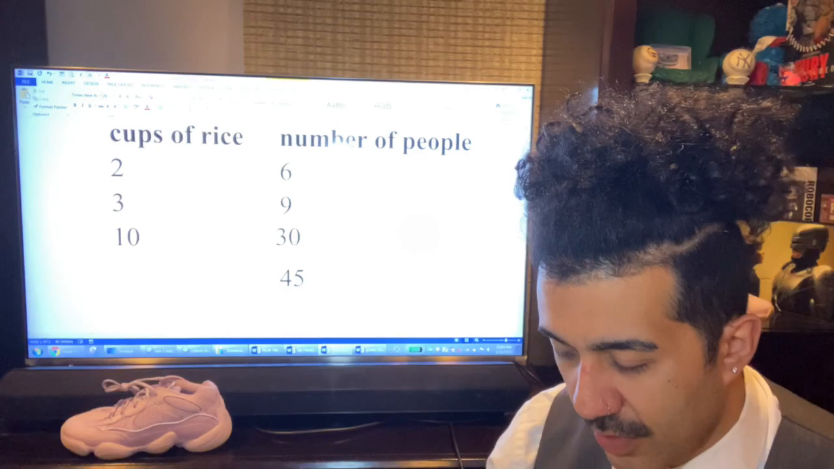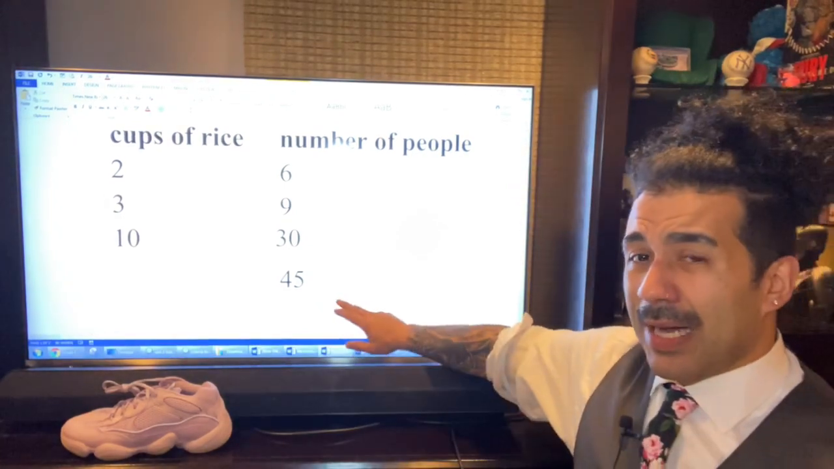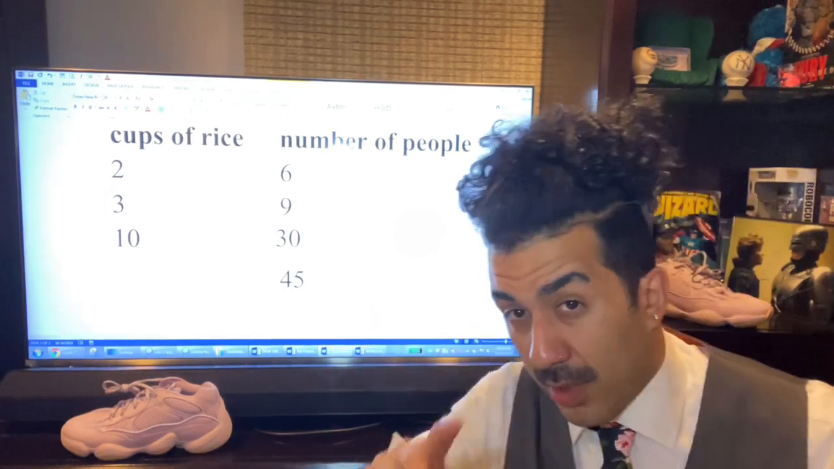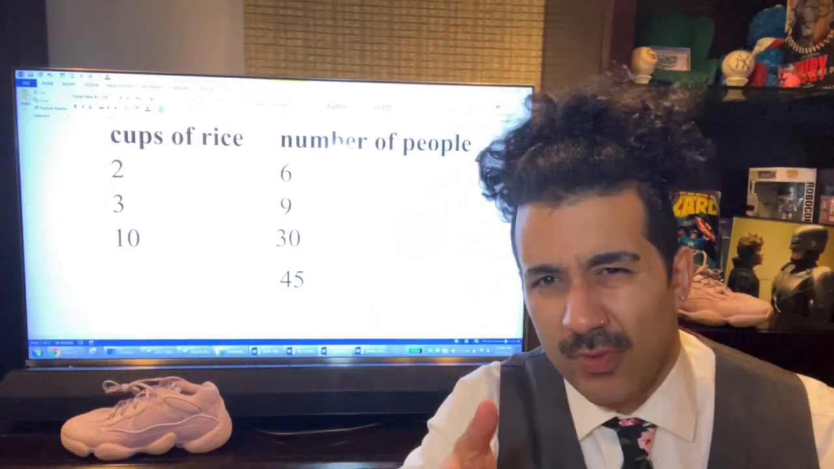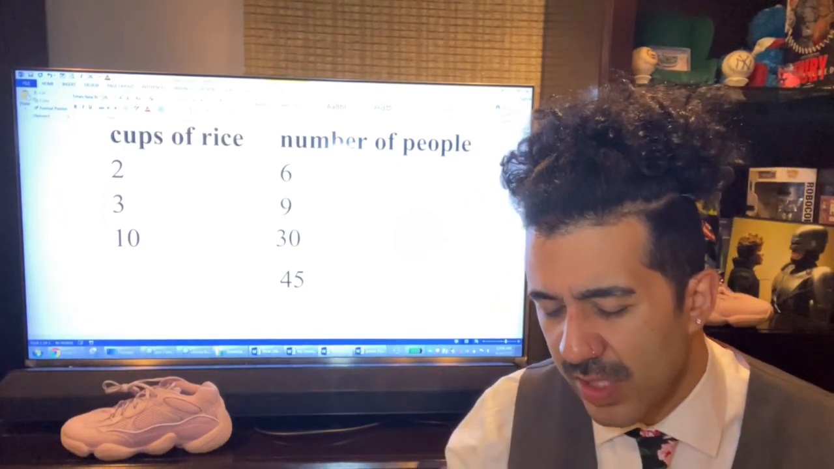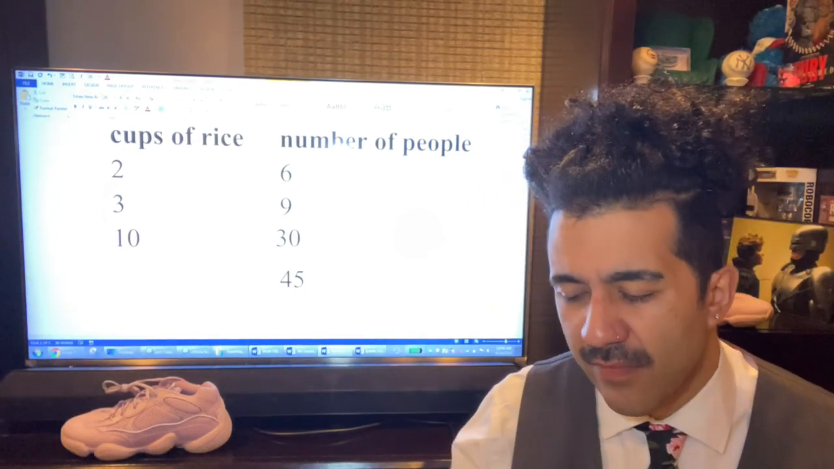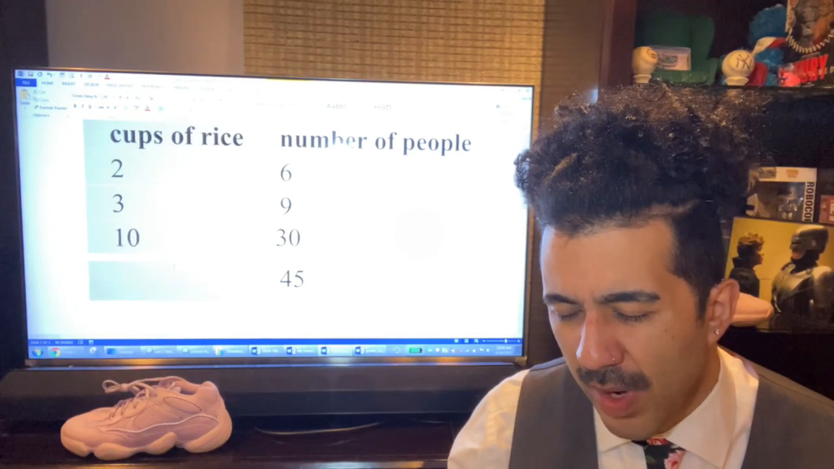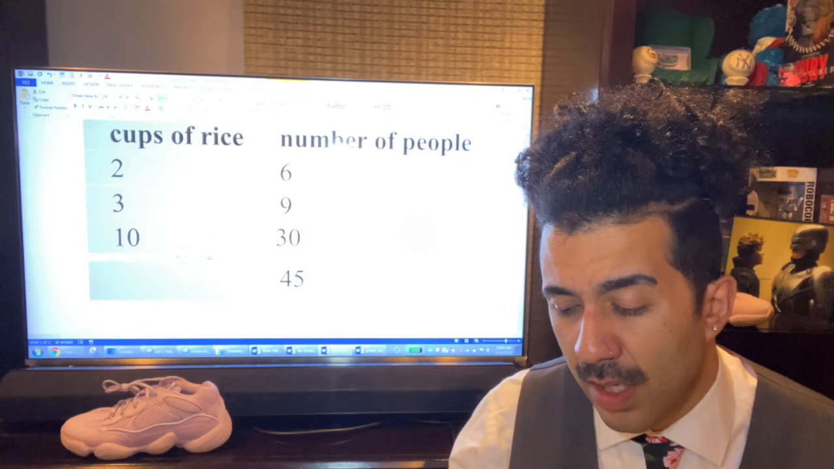This last column tells us how many people are going to eat. Remember, it's a recipe. You want to stay consistent. We don't want the rice to taste funny just because more people are coming. So 10 times 3 is 30. It seems that every number on the left, we could multiply by 3 to get every number on the right.